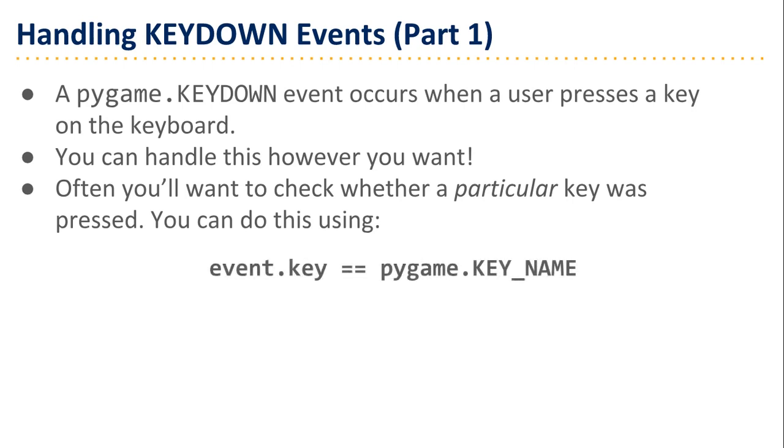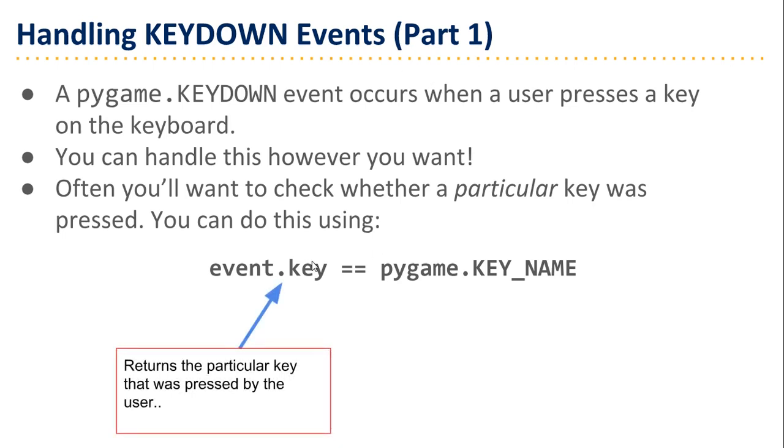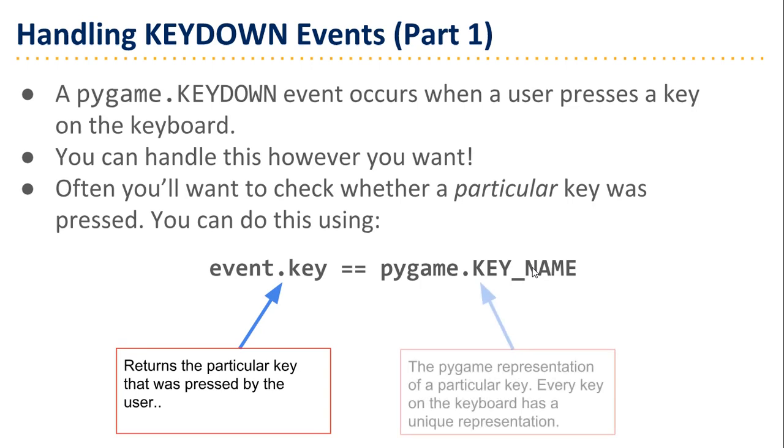And you can do it using this. Over here, event.key is called on an event, and it's going to return the particular key that was pressed. We press the A key, it'll return the A key. And you're going to check whether it equals Pygame's particular name for the key. So this key name, there's a bunch of key names that correspond to the keys on the keyboard, and here we might replace key name, which is just a generic expression, with Pygame's name for the A key. And we check whether the key equals the A key, and if it does, then we do something.